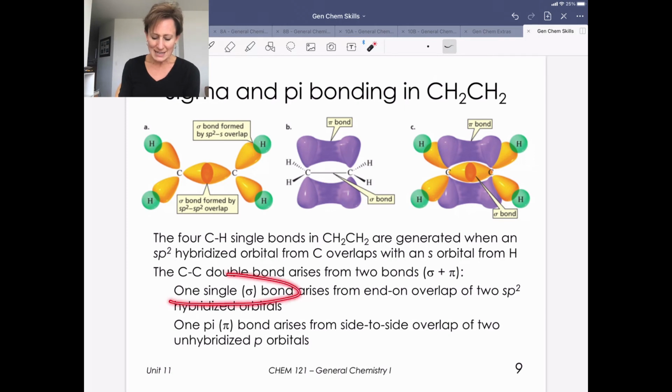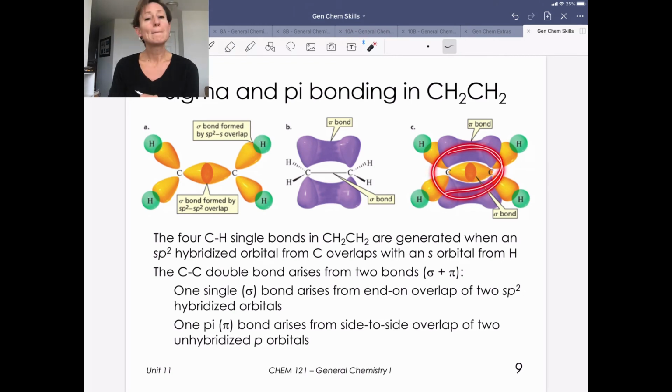So the 1 single bond, or the sigma bond, arises from end-on overlap of the 2 sp2 hybridized orbitals that we have in carbon. So we kind of didn't describe that, but that's this bond right there. The other bond, the double bond, is 2 parts, a sigma bond and a pi bond. The pi bond arises from side-to-side overlap of the 2 unhybridized p orbitals that were left over on each of those carbon atoms. Wow, I know that was a lot, but hopefully you can see that when we have this double bond between carbon and carbon here, we're going to have a sigma bond and then this pi bond that we have here.